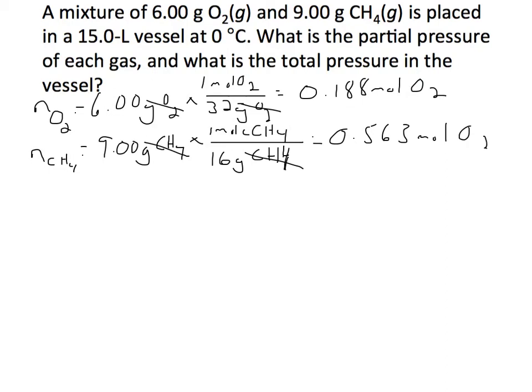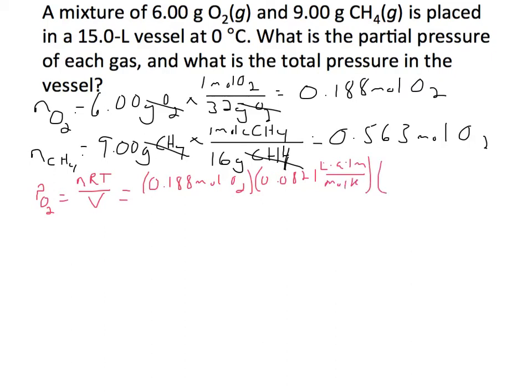We first need to find the pressure of each individual gas. So let's start with the pressure of O2, which is just going to be equal to the moles of O2 times R times T divided by V. So we have 0.188 moles of O2 times R, 0.0821 liter atmosphere per mole Kelvin, times the temperature, which is at 0 degrees Celsius, so we know that's 273 Kelvin, divided by the volume, which is 15.0 liters. And so we find that we have 0.281 atmospheres.